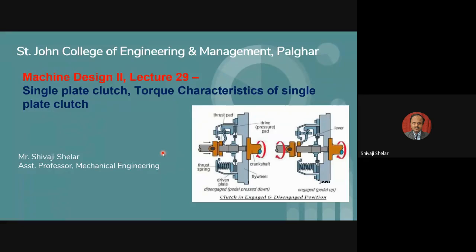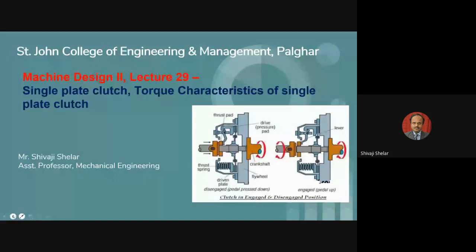What are the basic elements under the clutch system, and then we analyzed the performance, the actual force requirement, as well as the torque transmission capacity of a particular clutch using two theories, that is uniform pressure theory and uniform wear theory. In the last session, I could not present one slide on uniform pressure theory, so I'm repeating that slide, and then we will go for the next content of our discussion.